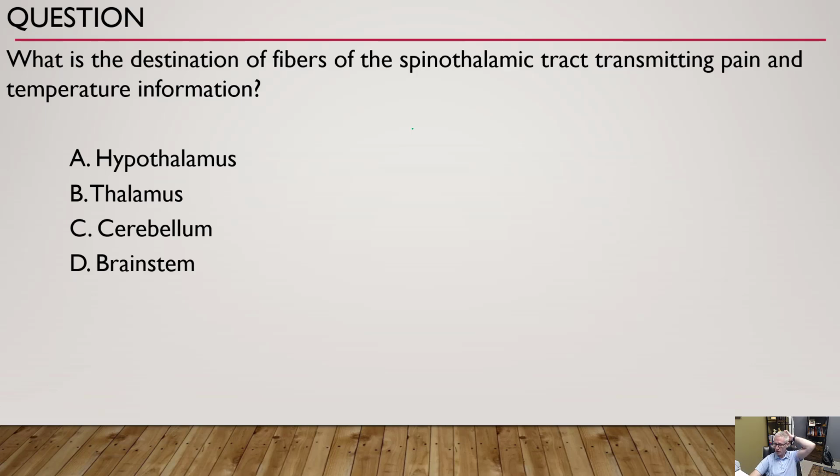Remember several chapters ago we talked about ascending and descending tracts in the spinal cord, and I taught you how to name them. This is an ascending tract. It's going from the spine to the thalamus. So B is going to be our answer. We had the rubrospinal tract. So it's going to go from somewhere in the brain to the spine. We had the spinothalamic tract.